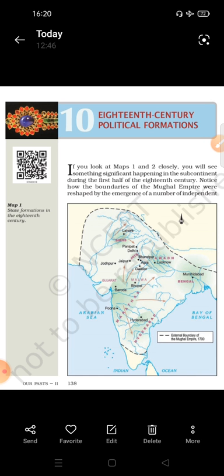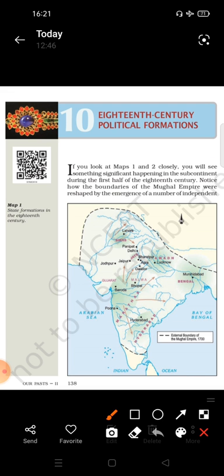If you look at the map first and second closely, you will see something significant happening in the subcontinent during the first half of the 18th century. Notice how the boundaries of the Mughal empire were reshaped by the emergence of a number of independent states. So, who are the independents there? We learn a little bit about them. At first we learn the boundaries of Mughal territories.